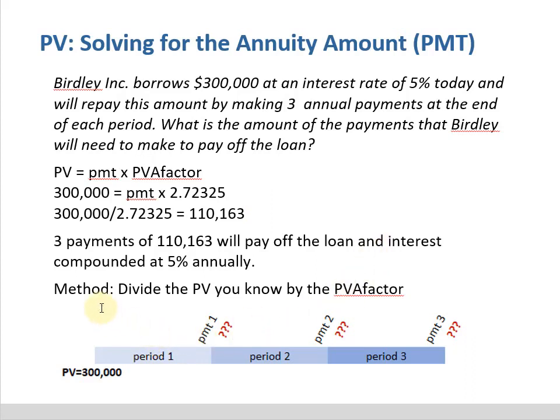The method that we just used is, if you're solving for an annuity amount and you know the present value of that annuity, divide the present value that you know by the present value of an annuity factor. So this is one of those occasions where you need to divide to solve your time value of money problem.